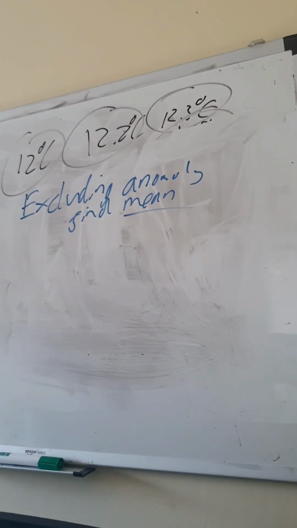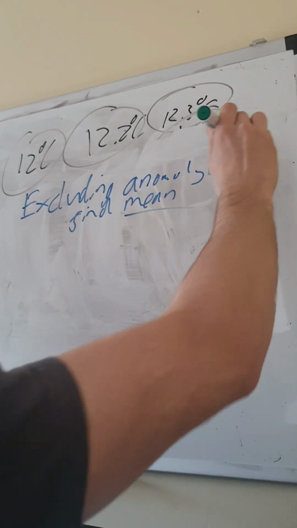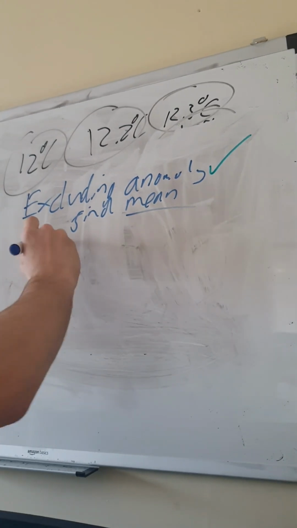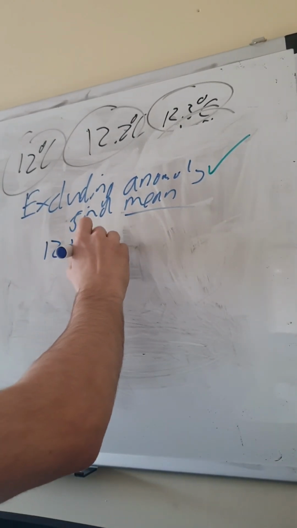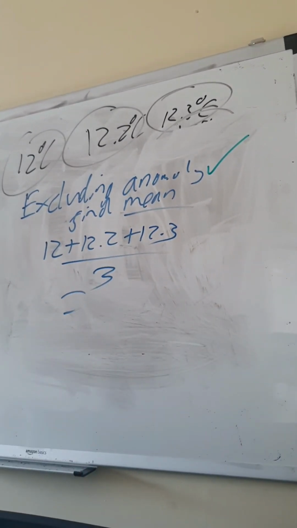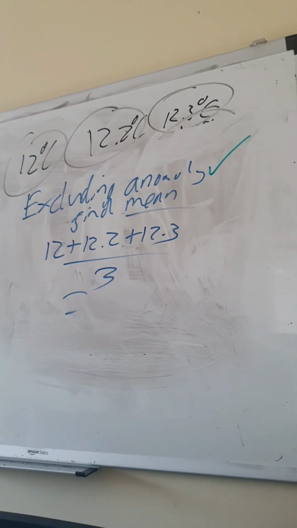So, excluding the anomaly, and we've got a big tick already for doing that. Find the mean. Now the mean, we just add up 12, add 12.2, add 12.3, divided by 3. Simple. Because we have 3 different values and you add them together. That's how you find the mean.